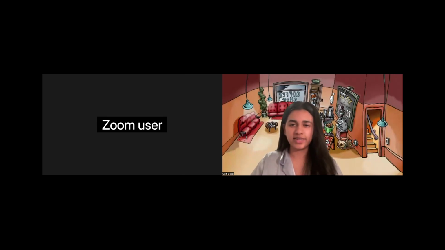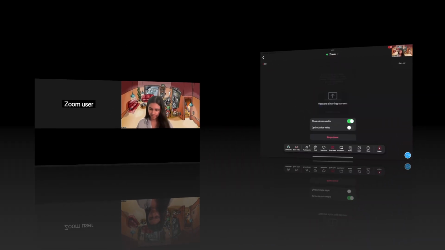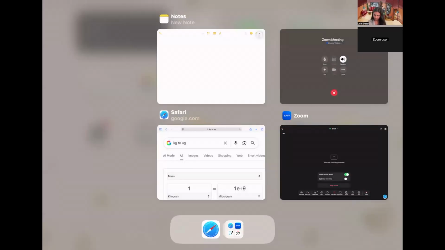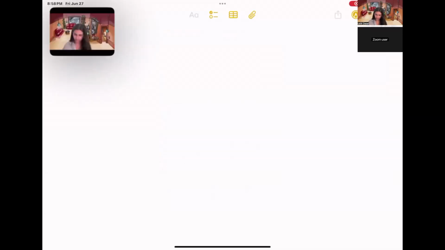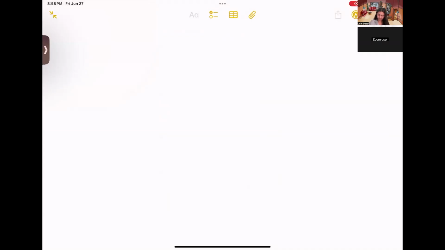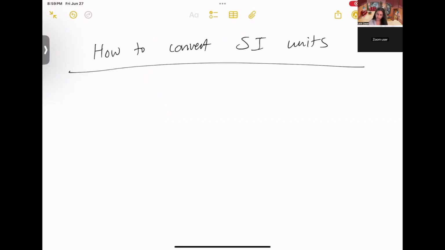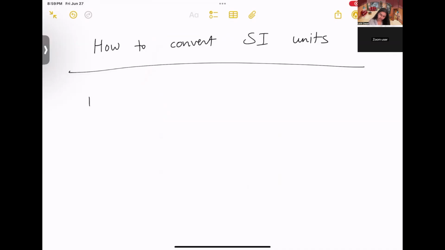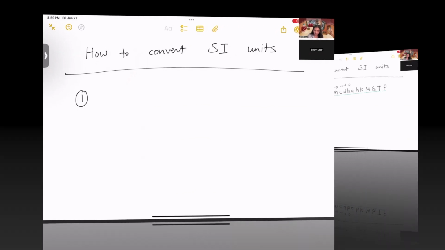Hi everyone, today I'm going to be going over how to convert SI units. Okay, how to convert SI units. So how I learned how to do it is first memorizing this acronym.